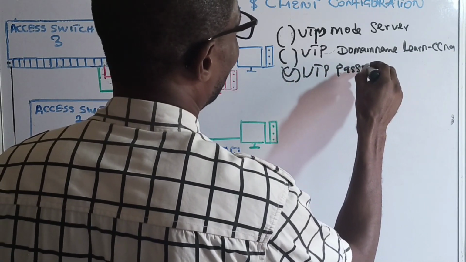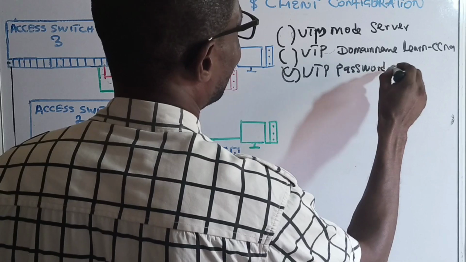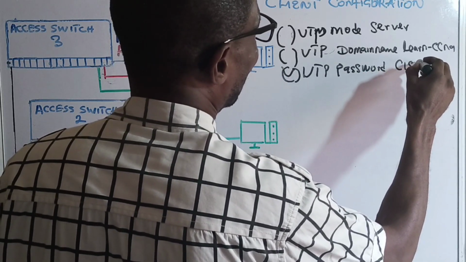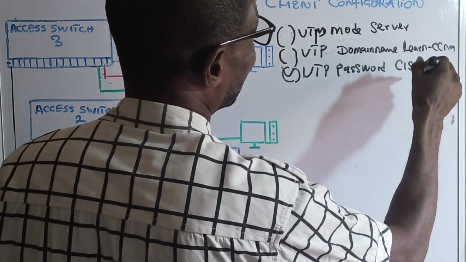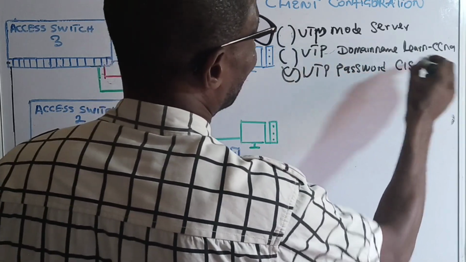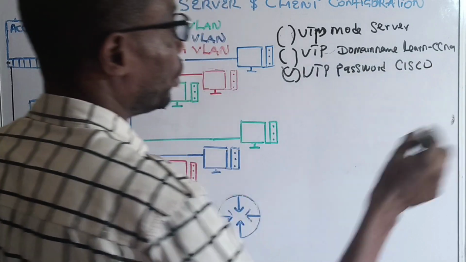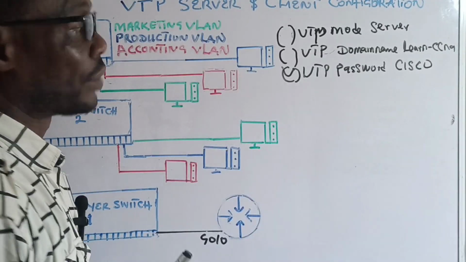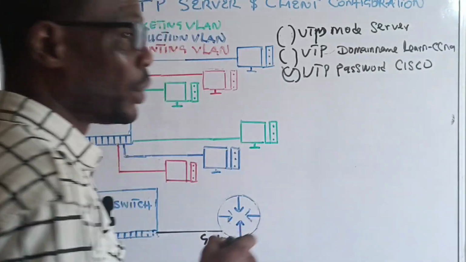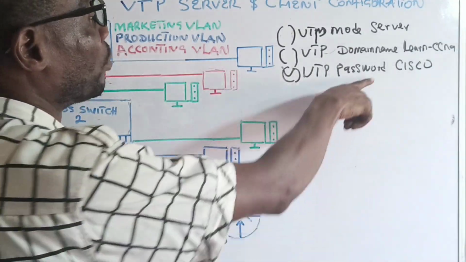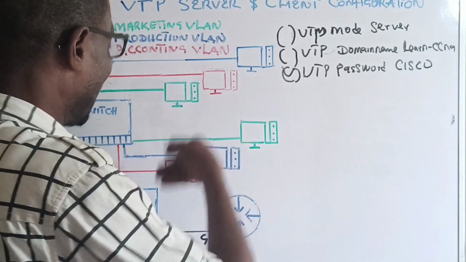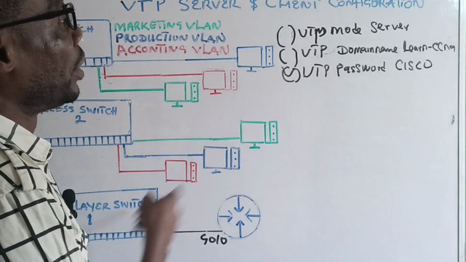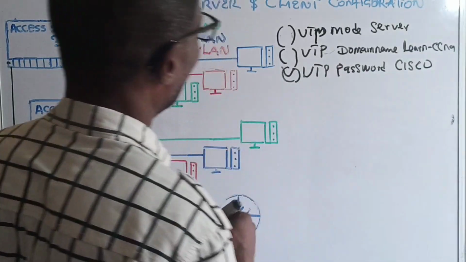Remember, you need to put this password because if you don't put a password, anybody with an extra switch that connects to this main switch and creates a trunk link can have the VLAN information broadcasted to that switch. With a password, that switch has to have this password before it can learn any information from this switch. Okay. So for security reasons, you create a password.